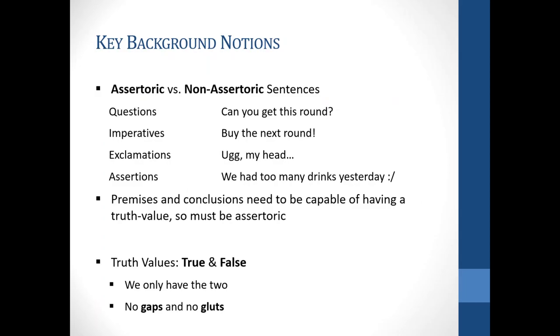Contrast that with, you had too many drinks last night. That's making a claim. It might be true or it might be false. Note, there's not really a sense in which "can you get the next round" or "would you get the next round" would really be properly understood as true. Right? It's a question. It's not truth apt. So, premises and conclusions, because we're interested in deductive arguments, are going to have to be assertoric. No questions, no imperatives, no exclamations. Makes sense. We need stuff that's apt for truth.